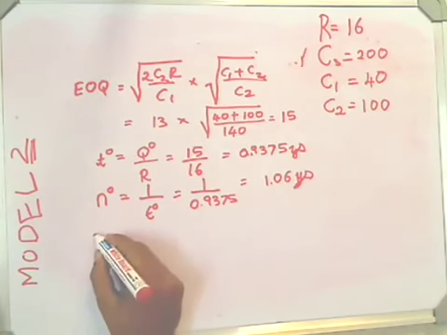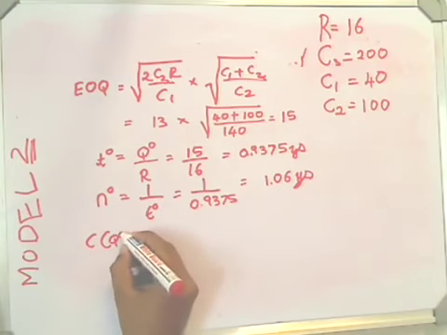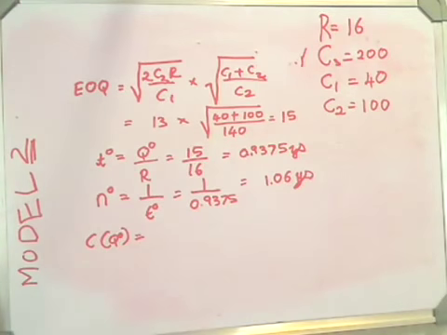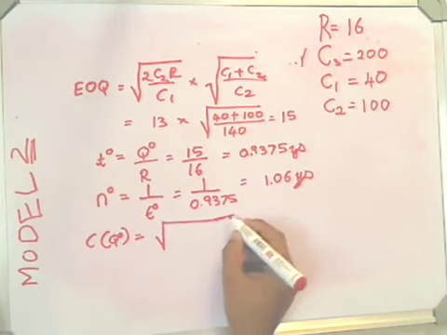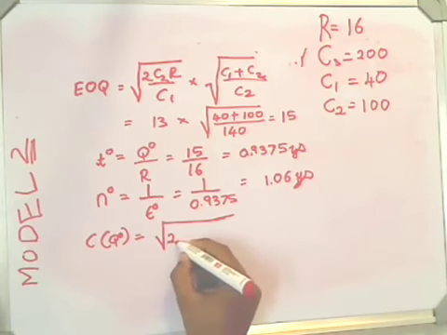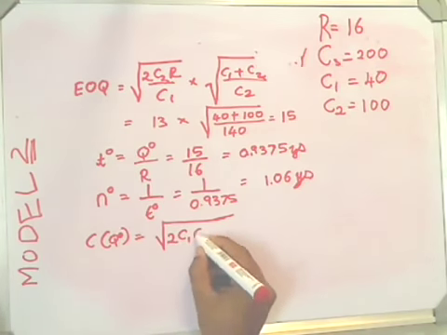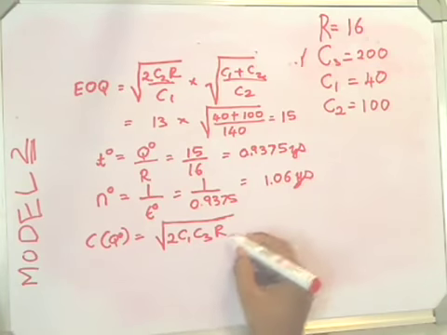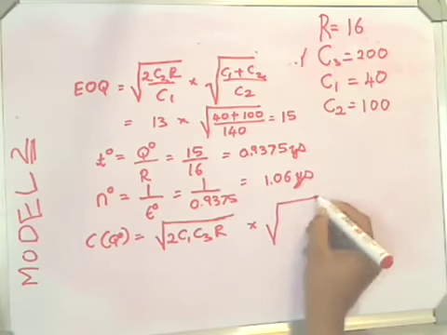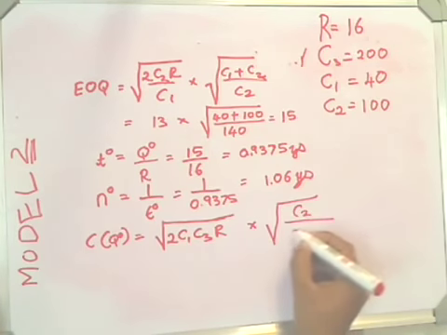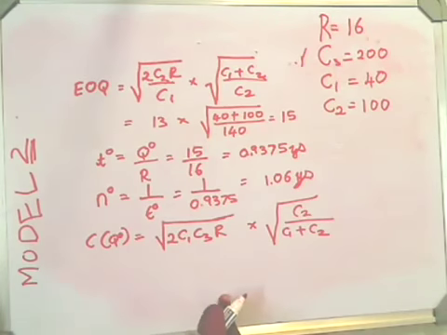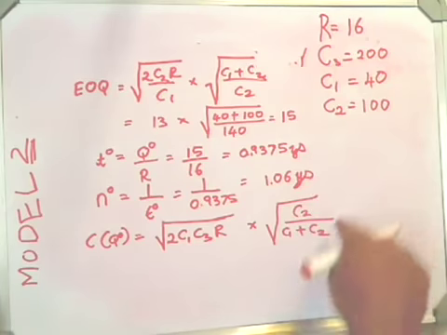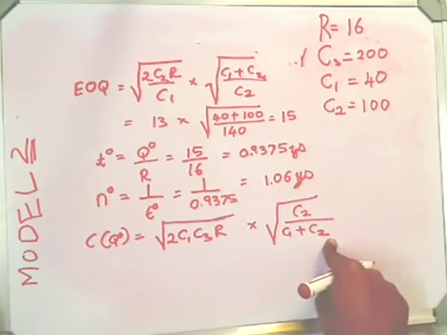Minimum average cost, like I said, is given as C of Q naught. Now here again the formula gets slightly lengthier. The same old one which you have used in model number 1, that would be the square root of 2C1C3R multiplied by the square root of C2 divided by C1 plus C2. Notice how the shortage cost here will be included in model number 2.